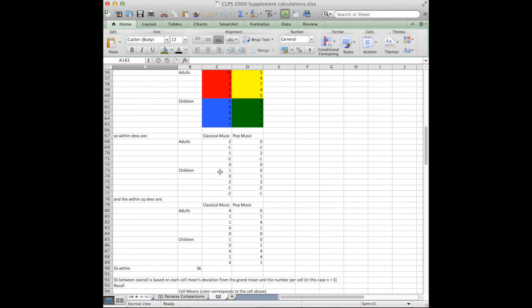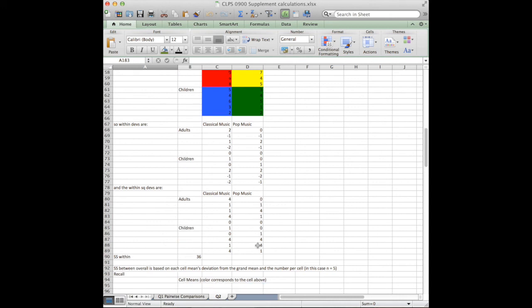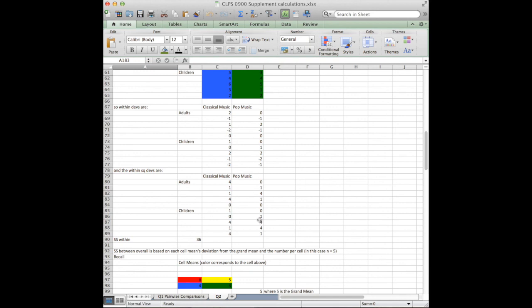And then same thing for the blue cell would be 1 squared is 1, 0 squared is 0, and same thing for the yellow cell would be 0 squared is 0, -1 squared is 1, and same thing for the green cell. So 0 squared is 0, 1 squared is 1, etc., etc. And then you have all of these squared deviations. So to get SS within, all you have to do is sum all of these numbers. And when I sum these, I get 36.